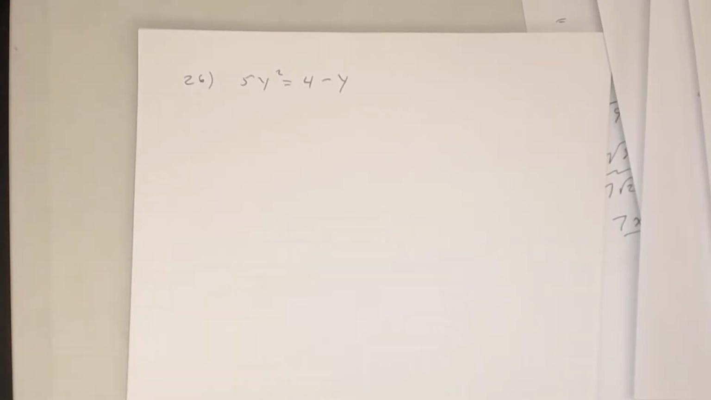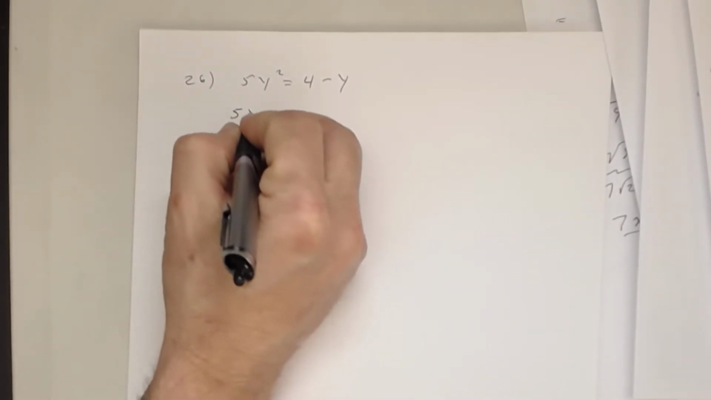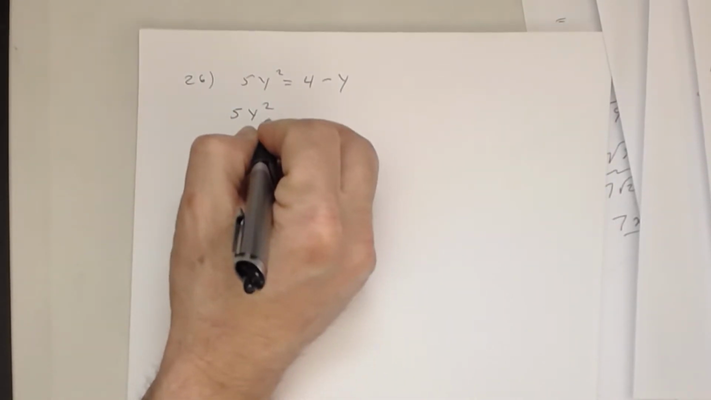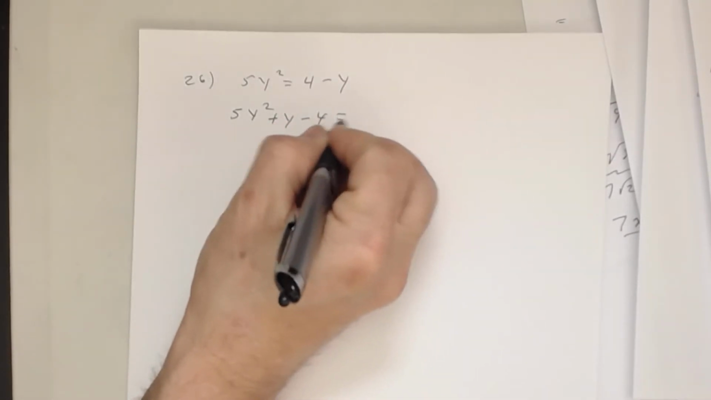And you had this idea in the previous test, and even on that. So if I'm going to solve this by factoring, what did you have to do first in the last two tests? Put in standard form and put in descending order. So how would you rewrite this in standard form? 5y squared plus y minus 4 equals 0.